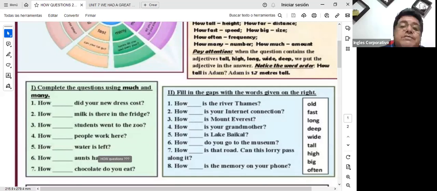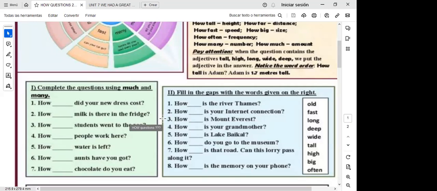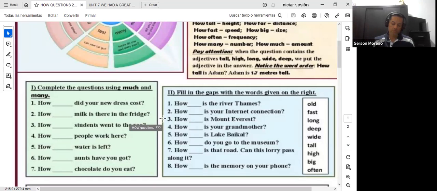Okay, now let's move. Water. So, number 5 is how much water? Remember, how much water is left? How much water? Okay. How about number 6? How many? Okay, good.